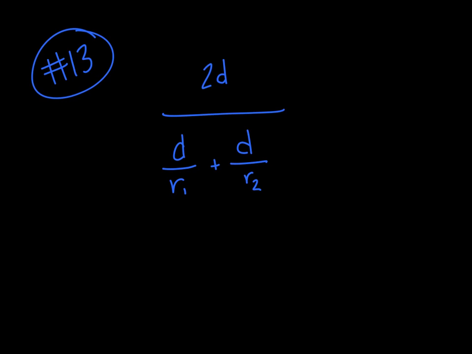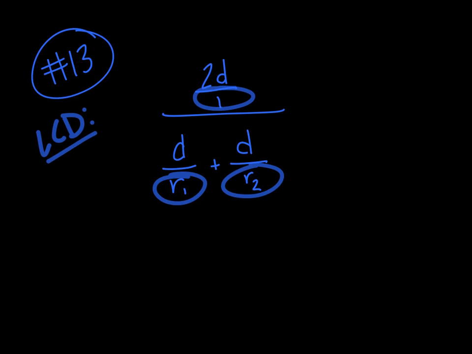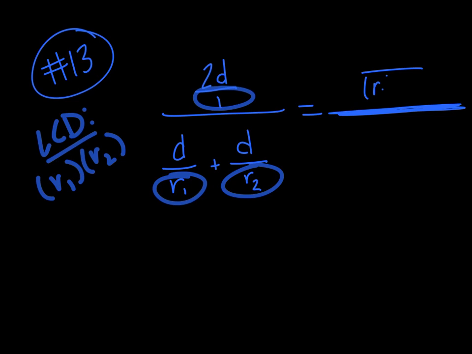So again, to make my life easier, I'm going to put 2d over 1, so everything is a fraction. And still, you're looking at every single denominator that you have in your problem. So in this case, we have 3. So my LCD, my lowest common denominator, needs to include r1, r2, and technically 1, but we don't need to include that. So as we move along here, that's going to be the common denominator for the top and the bottom.